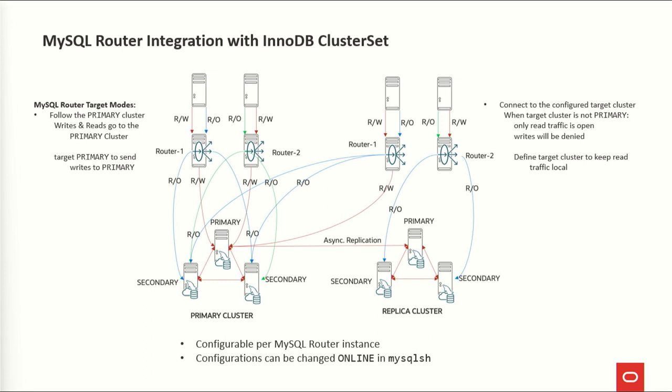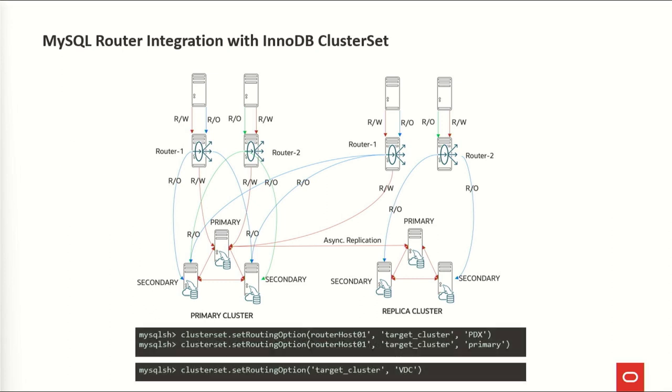However, sometimes we want to have a system that actually reads from the replica cluster. Yes, we can create one router and we can change the target routing for that router to only go to this one. So if this one becomes the replica cluster, then this router number two on the right hand side will only receive read-only traffic. Any read-write traffic, any DML will be dropped.